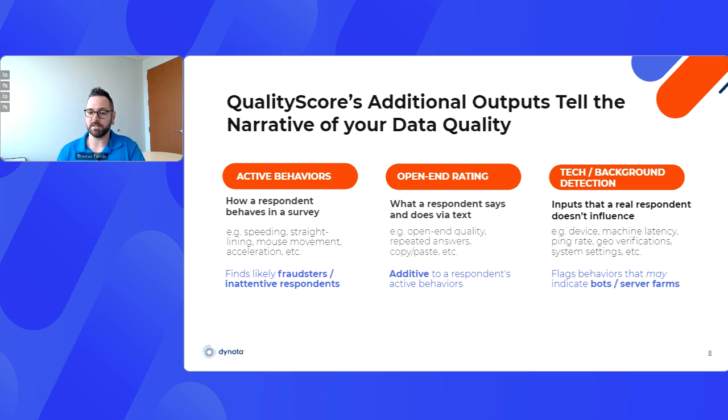The last component is tech and background detection, and we're able to use a number of analyzers to look for the more advanced type of fraud that you normally associate with bots or server farms. So we're able to actually read things such as machine latency, ping rate, machine settings, geo-verifications, and many more.